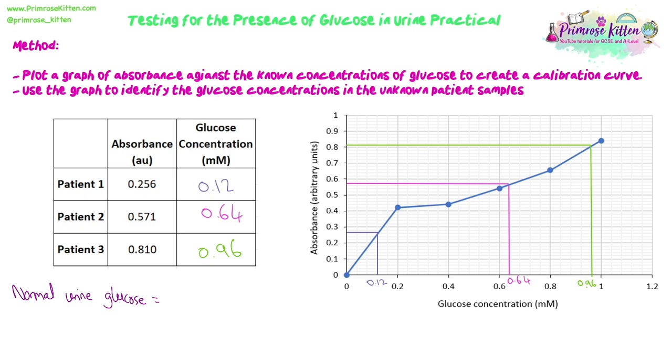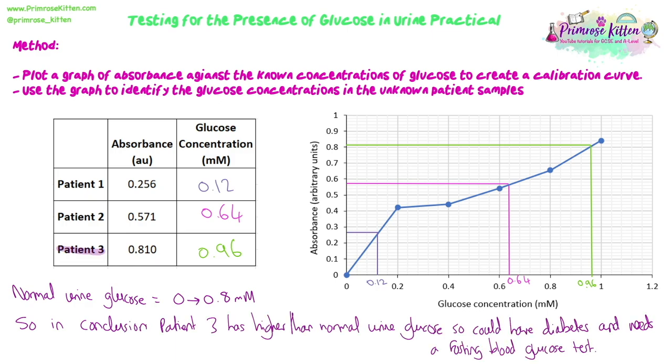So normal urine glucose is about 0 to 0.8 millimolar. So what does this tell us? It's probably that patient 1 and patient 2 have quite a normal range of urine glucose, whereas patient 3 is definitely outside of that range and definitely higher than 0.8. Okay, so that is this practical done.